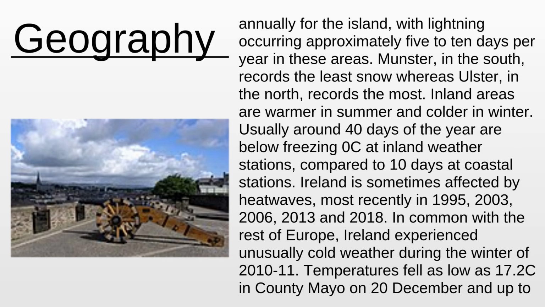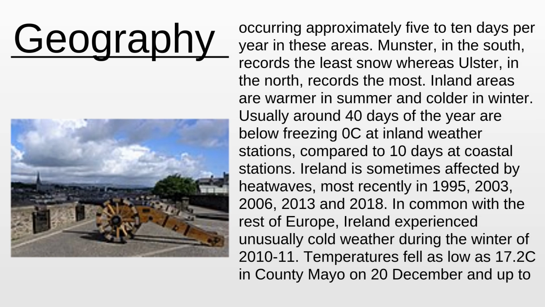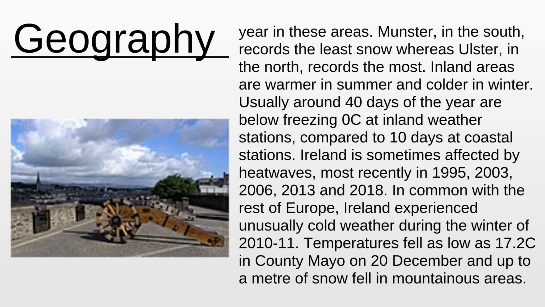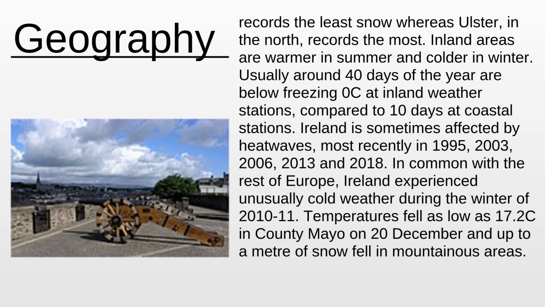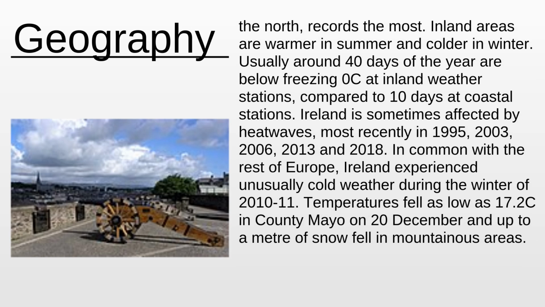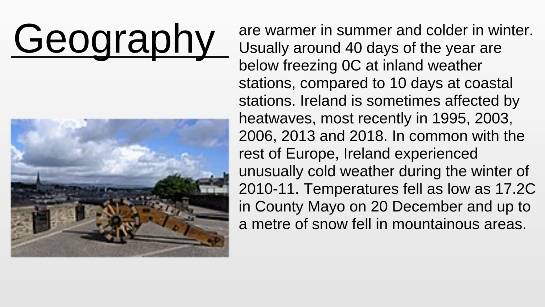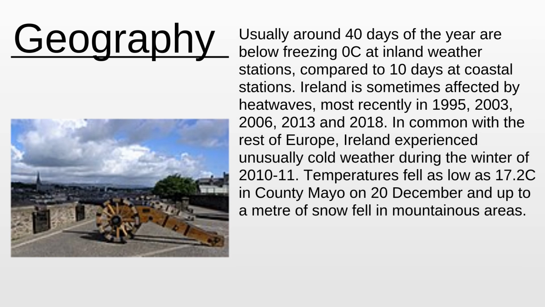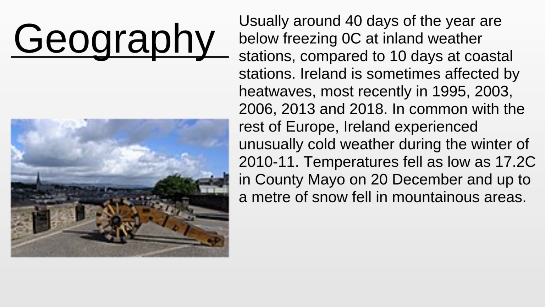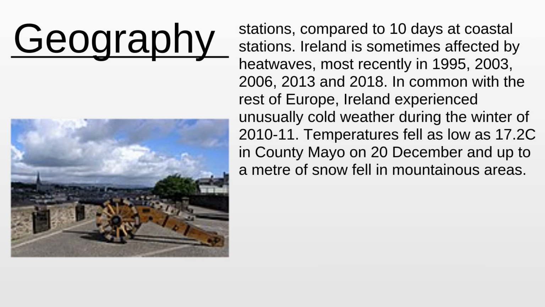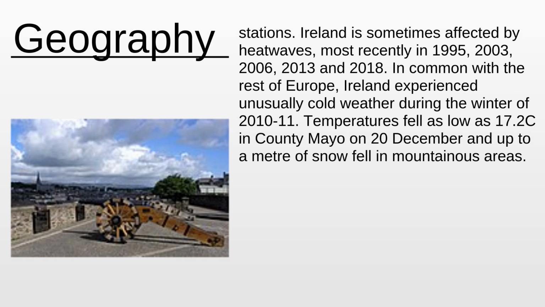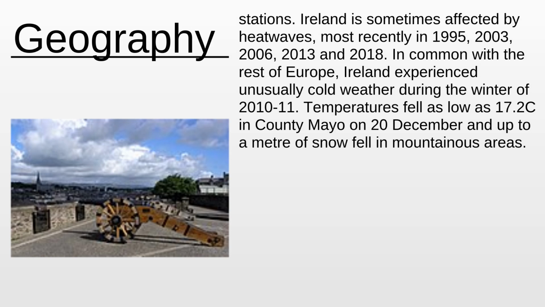Munster, in the south, records the least snow whereas Ulster, in the north, records the most. Inland areas are warmer in summer and colder in winter. Usually around 40 days of the year are below freezing at inland weather stations, compared to 10 days at coastal stations. Ireland is sometimes affected by heat waves, most recently in 1995, 2003, 2006, 2013 and 2018.